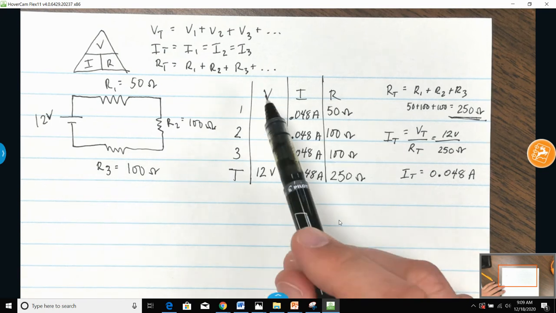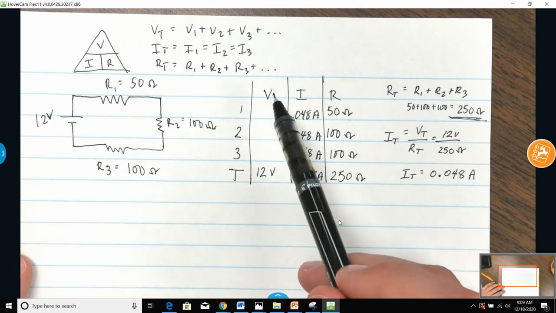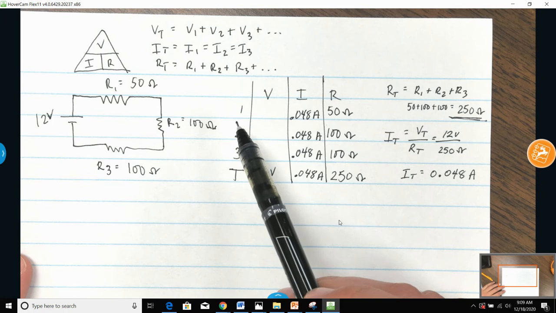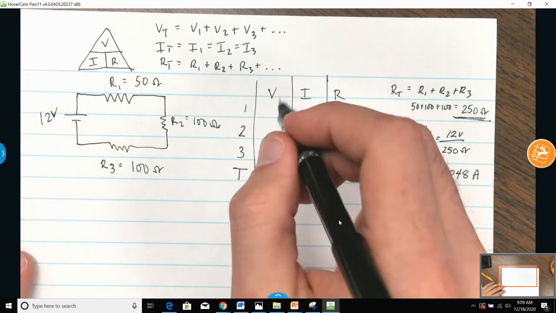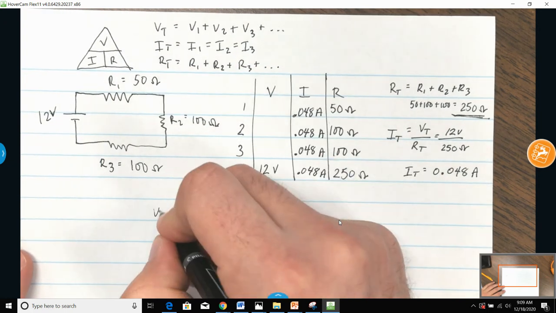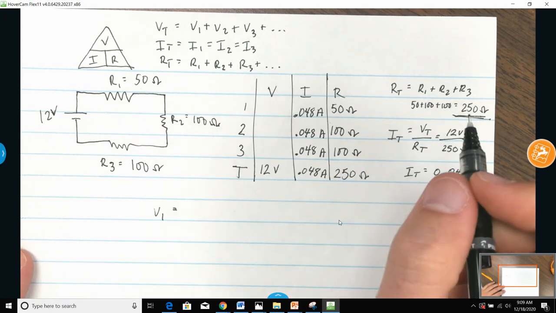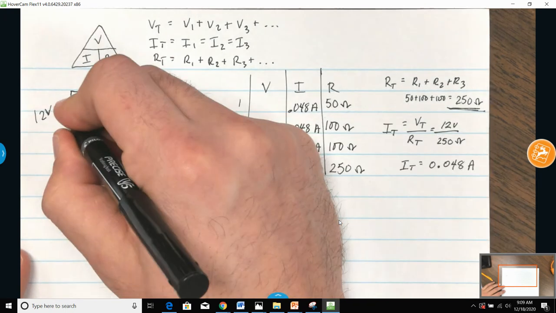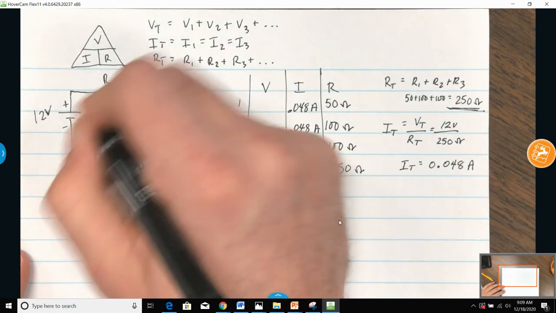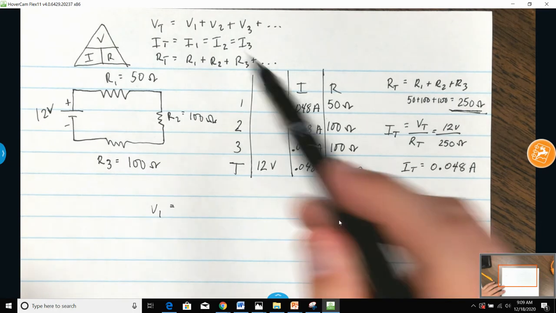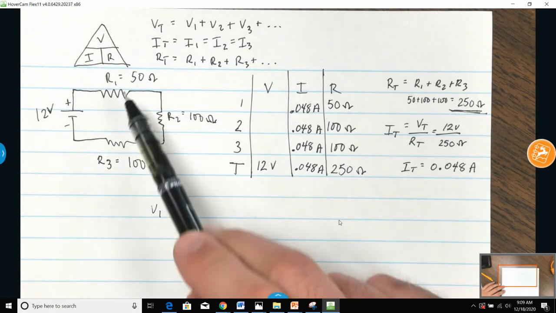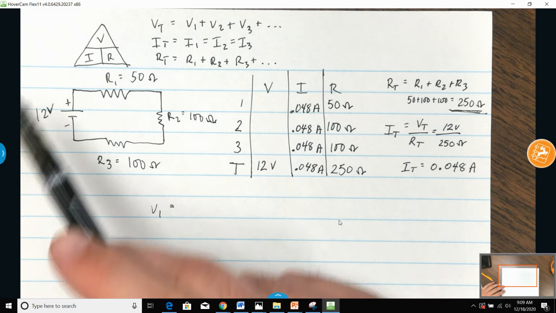So to find the specific drops, to find V1, if I wanted that, V1. And do you go clockwise or counterclockwise for this? Depends, but just follow the R's. If R1 goes first, then R2, R3, just follow it.